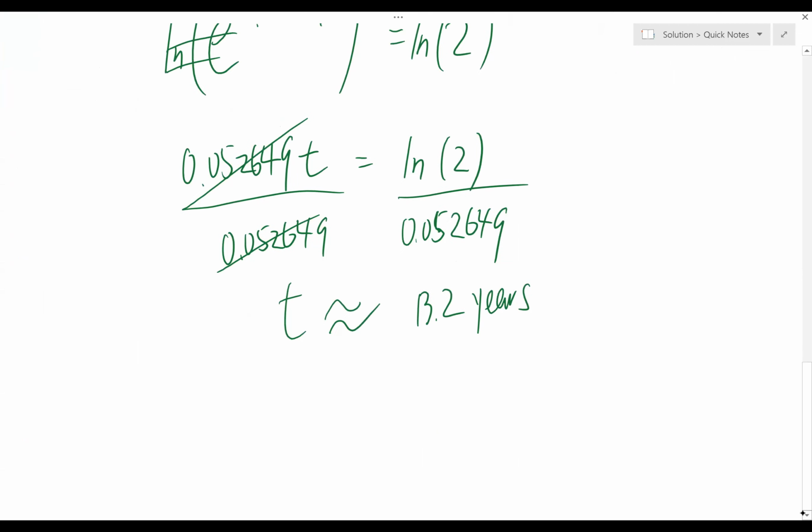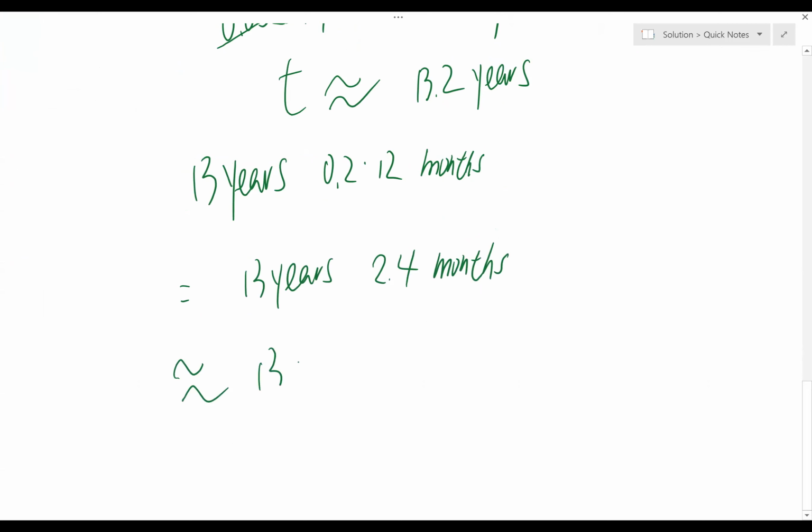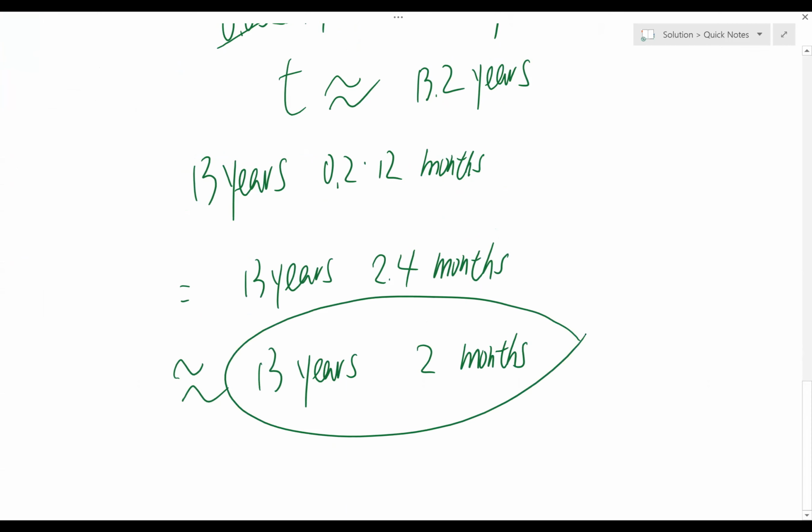If you want to turn it into months, it's going to be 13 years, and 0.2 times 12 is 2.4 months. So that's 13 years, 2.4 months. Usually you just round it to 13 years and 2 months. For regular rounding rules, you just drop down to 2 months.